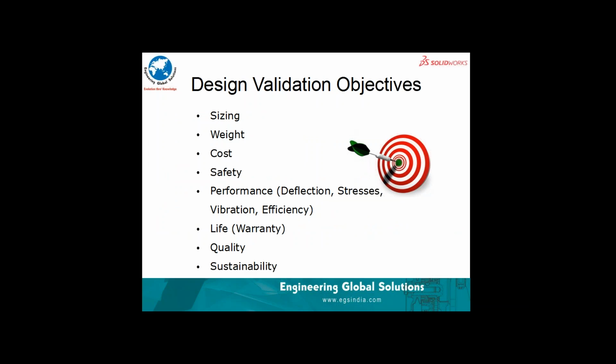So the design validation objectives, as a part of design, start with sizing, the weight considerations reflected in the cost, the safety aspects, and the performance in terms of deflection, stresses, vibrations, efficiency, and so on and so forth. Life, because we keep giving warranty, and then the quality and the sustainability. These are typically some of the parameters, 8 as we can see enumerated over here, which would be used by any design department as a part of the validation objectives.